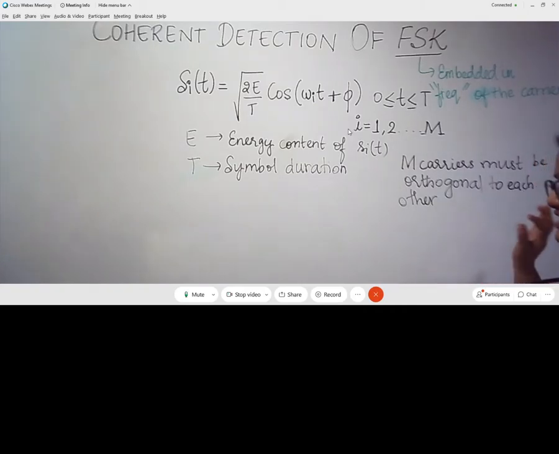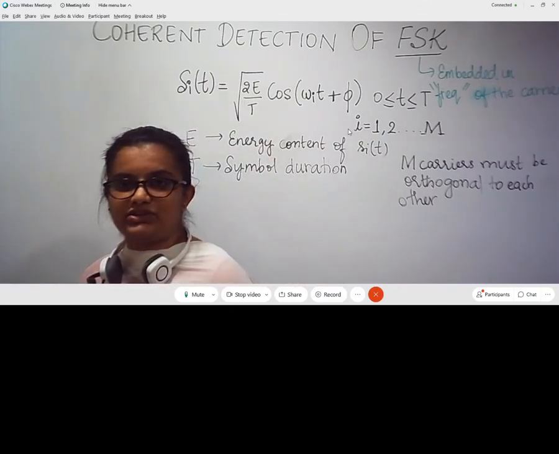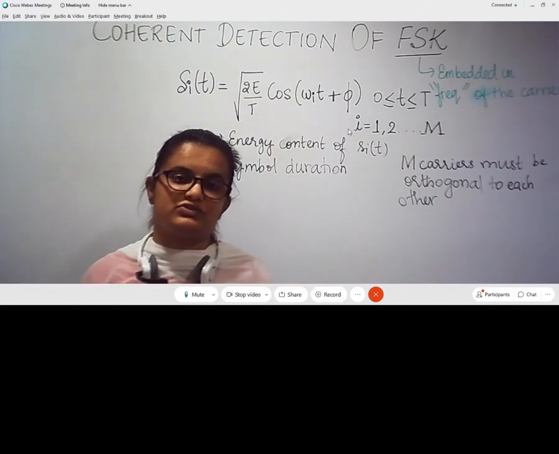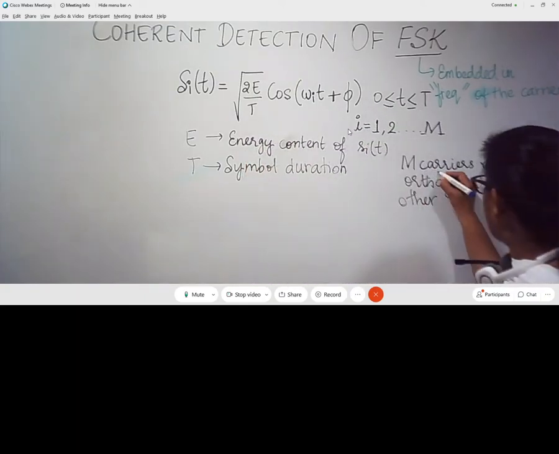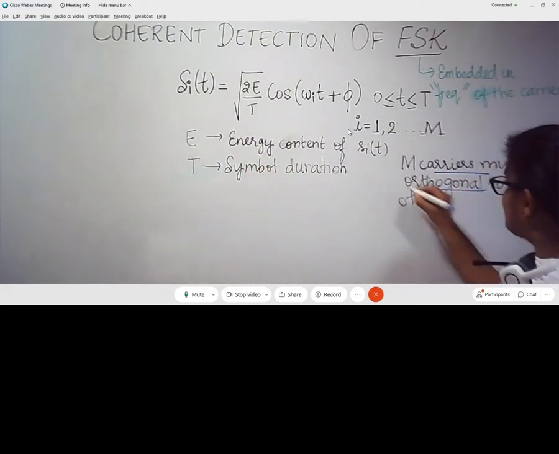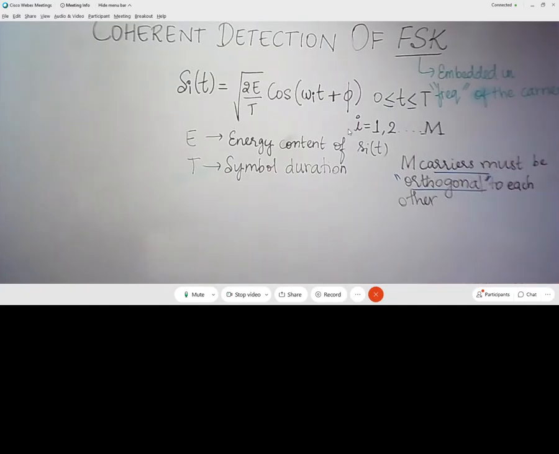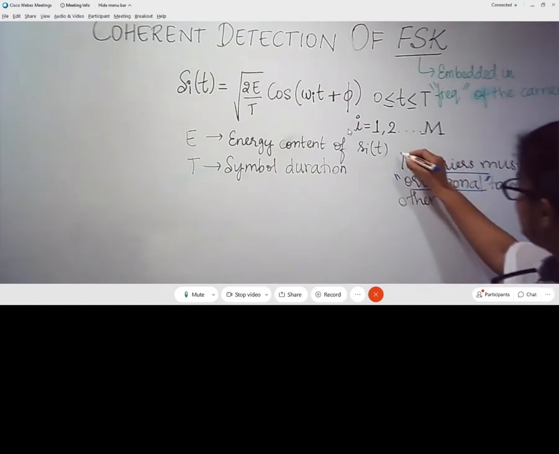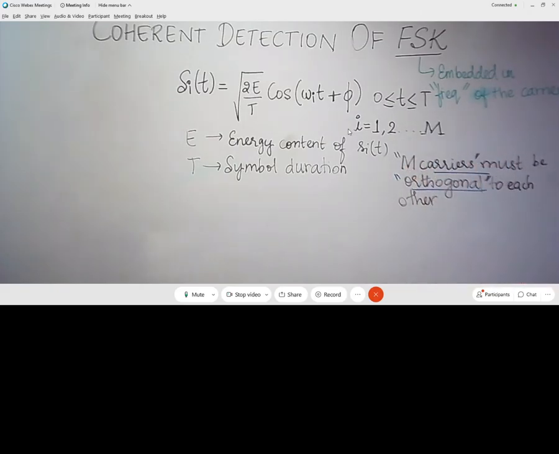So it is a very big necessity when it comes to FSK that all the M different carriers should be of different frequencies and they should be orthogonal to each other, which is the main criterion for choosing the carrier frequencies. Again, when I say I want M different carriers to represent M different symbols, I cannot choose the frequencies for the M carriers randomly.